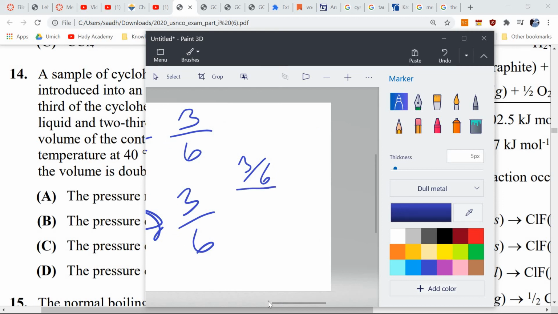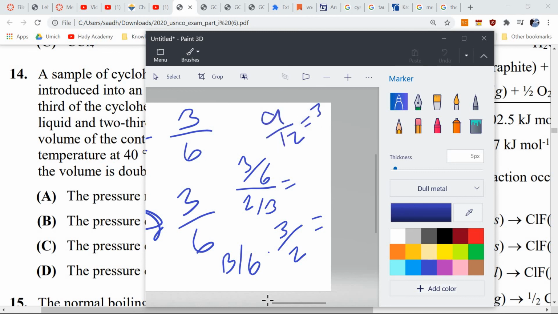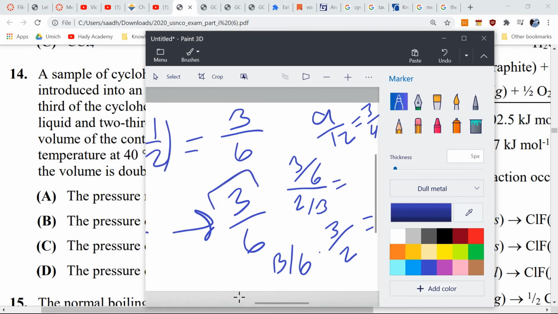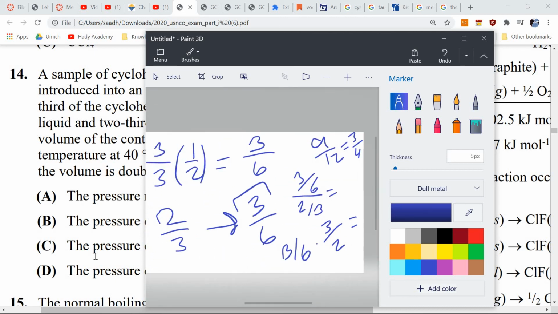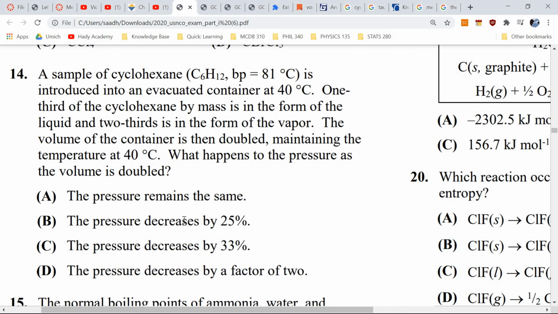3/6 over 2/3, and when in doubt, just doing the operation should be fruitful, because if you get a bigger number, for instance, and you were expecting a smaller number, then you probably did it the opposite way. So that'll be 9/12, which equals 3/4, which is exactly what I expected. It means this is 3/4 of that, and thus the pressure decreased by 25%. And that's exactly what the answer is.